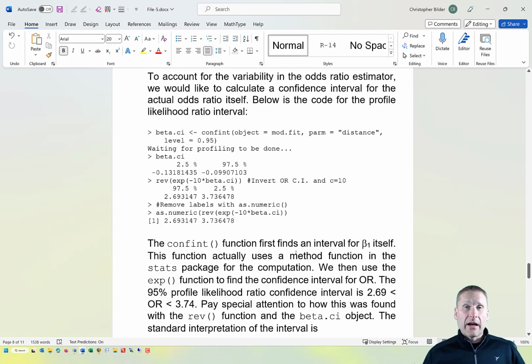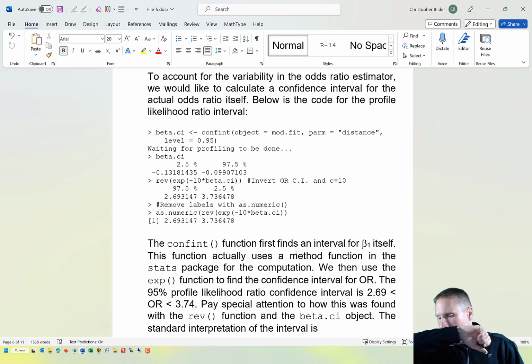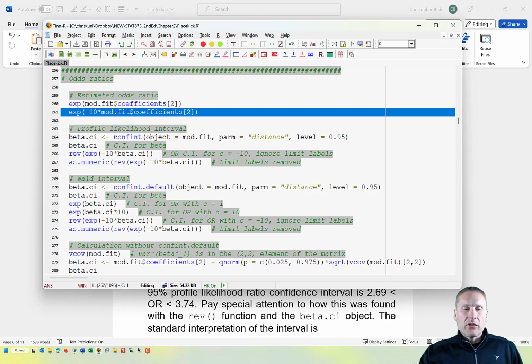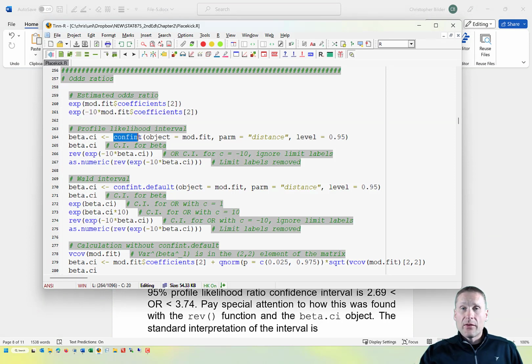Now, let's find the confidence interval because we want to make inferences to the population of all place kicks, not necessarily those place kicks that were done in this one season where this data was collected. And so I need to find this confidence interval. To find a profile likelihood ratio interval, first we can use a function called confint to do the calculation for us to find a confidence interval for beta 1 itself. Confint is actually a generic function in R. So I say confint with object equal to the results from my GLM function, mod.fit.